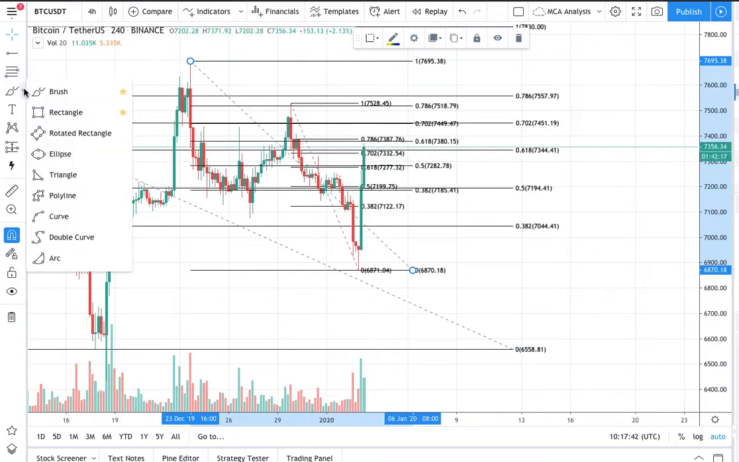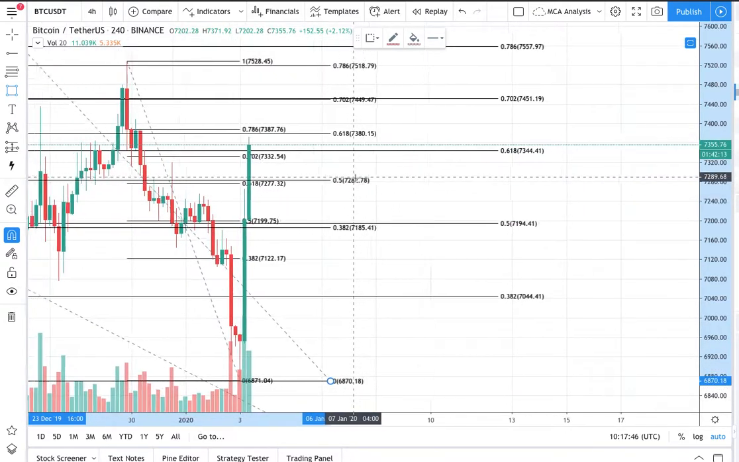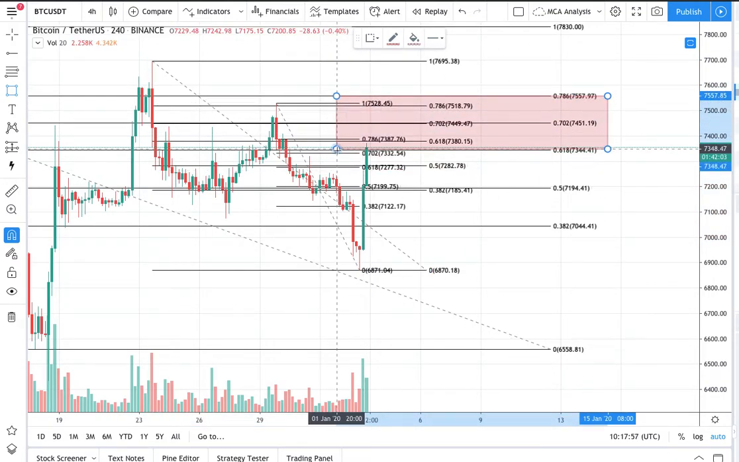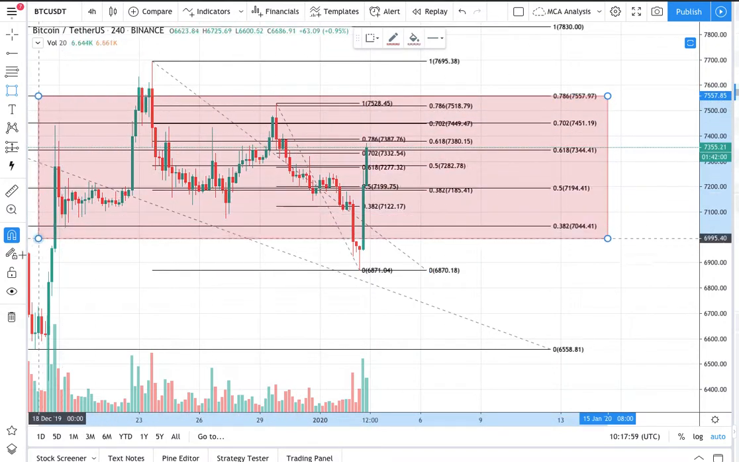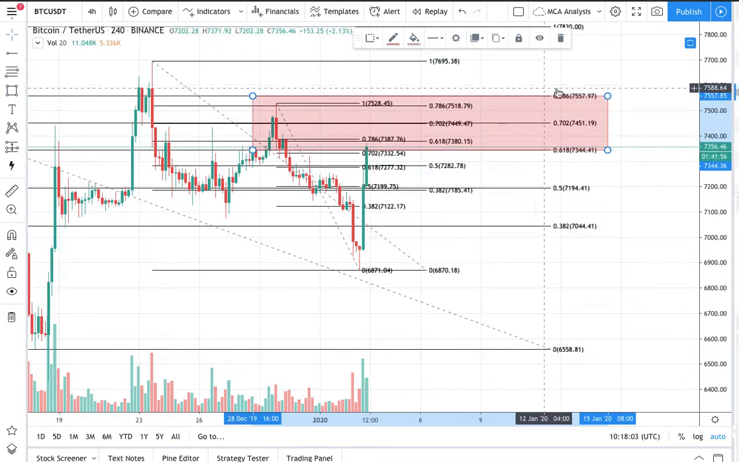So I want to get short on this. Again, the trend is down, so Joshi wants to be short. I've already taken profits from my shorts yesterday, so now I'm going to look for another entry. So I'm going to draw a red box from this 61.8 to 78.6. Let me turn off the magnet there. Okay, 78.6 to 61.8. That's one box.